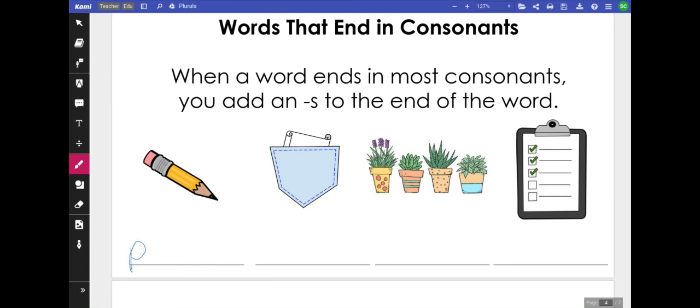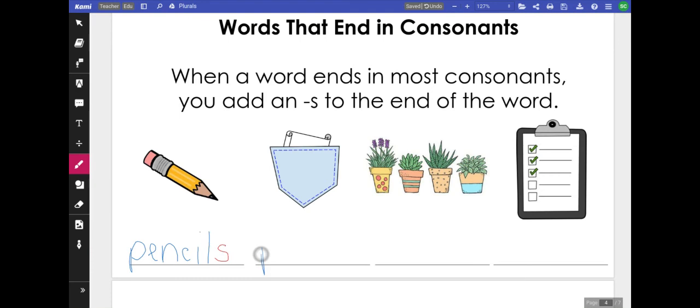P, pen, pencil. And we already know how to spell that word because we spelled it last week. So all we're going to do is add an S. Pencils. We have more than one pencil. Let's look at the next word. The next word is pocket.